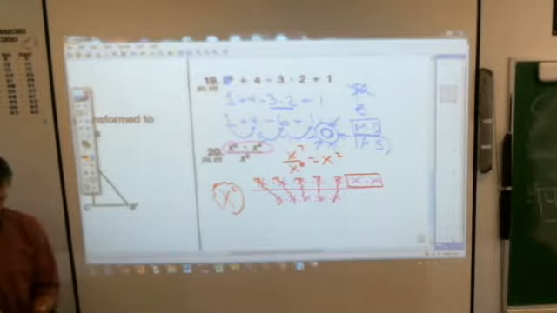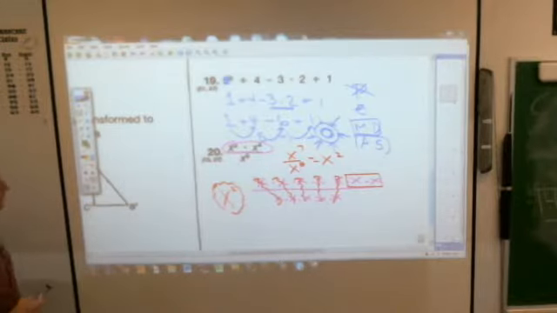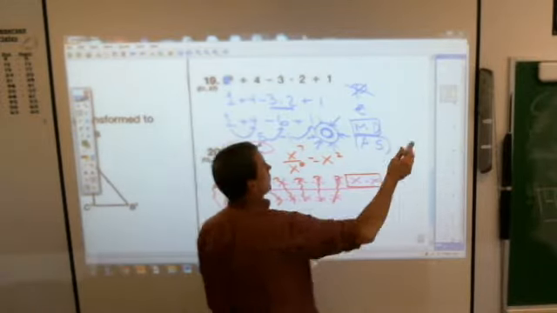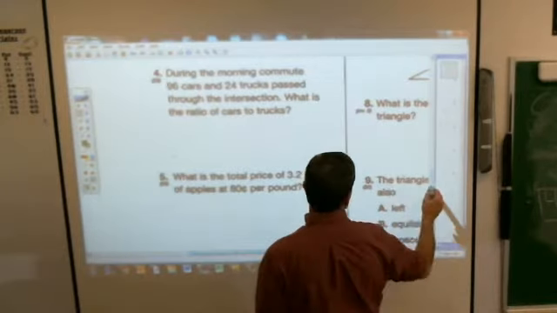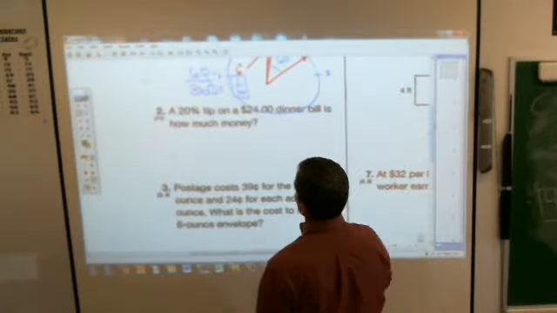Any other questions? Grade weight. How do you do number 2? El número dos. How do I do?